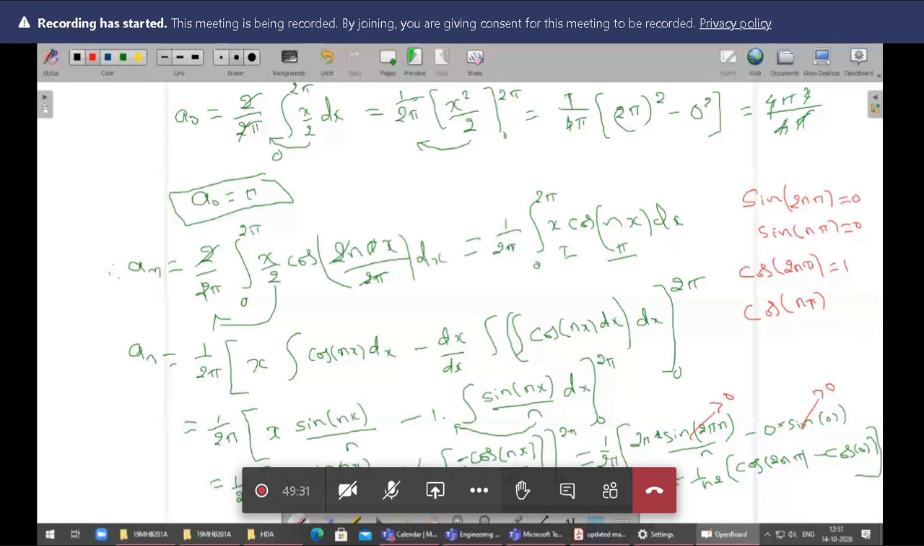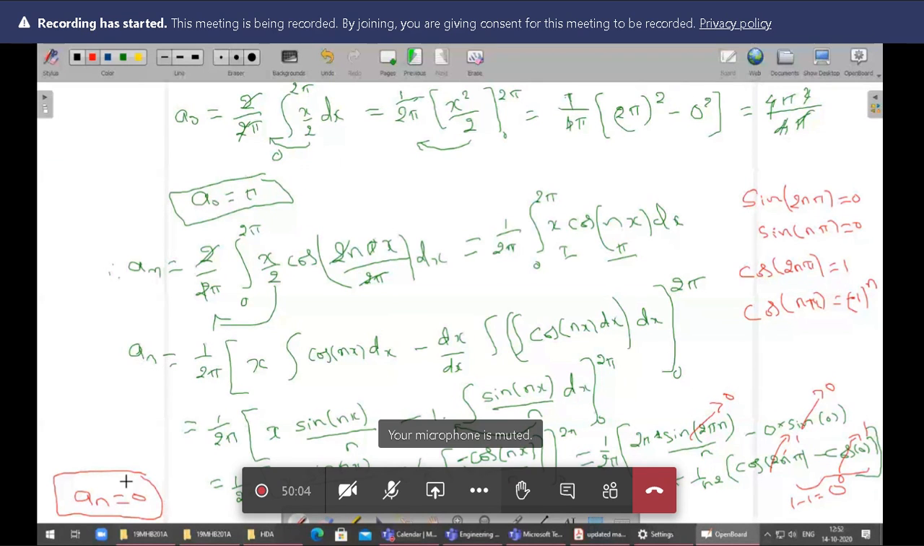N is any integer, minus 1 power n. So this value is 1 and cos 0 value is also 1. So 1 minus 1, the whole term is 0, because 1 minus 1 equal to 0. If this is 0, these two terms 0, the entire term, if you simplify, you will get a 0. So what I can say, a n is all zeros. All a n's are zeros. I hope you got this calculation.